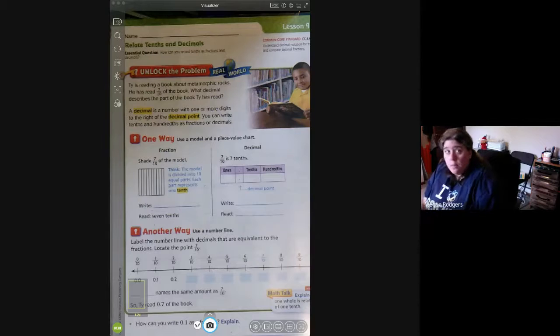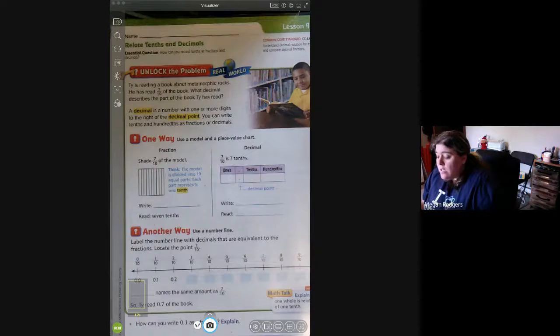This is purely optional. This is just for those who wish to continue learning while we are at home and to finish some of the other topics we were supposed to cover that we probably aren't going to get to this year. All right, so this one says relate tenths and decimals.